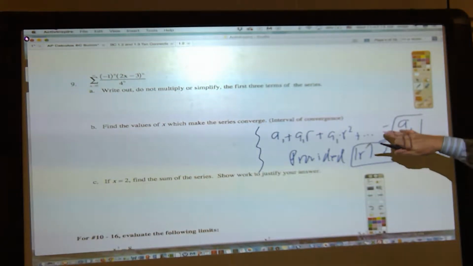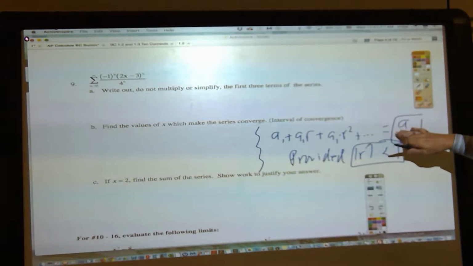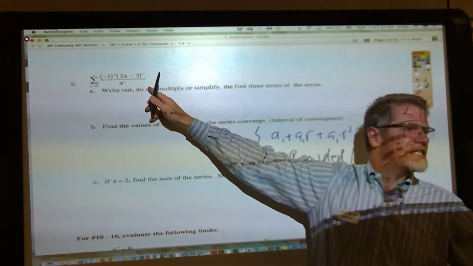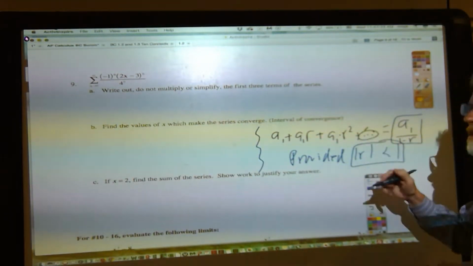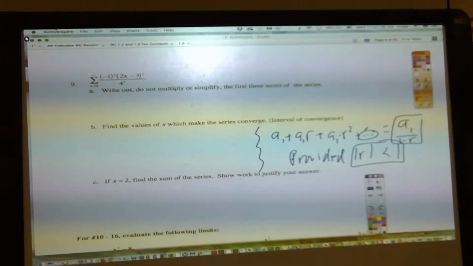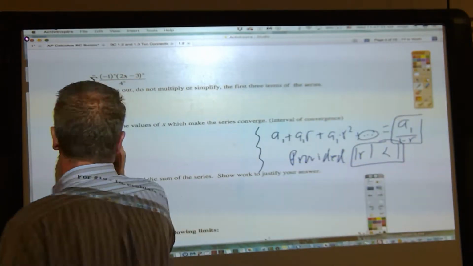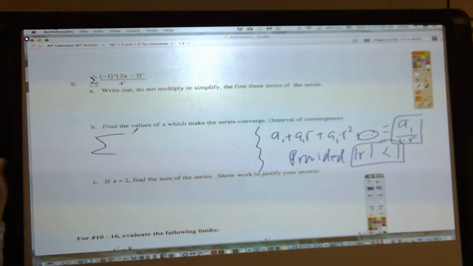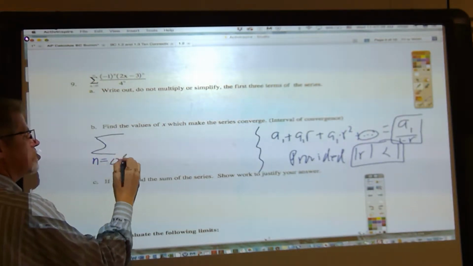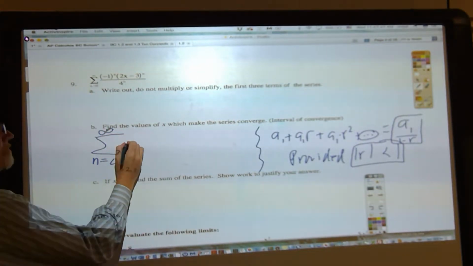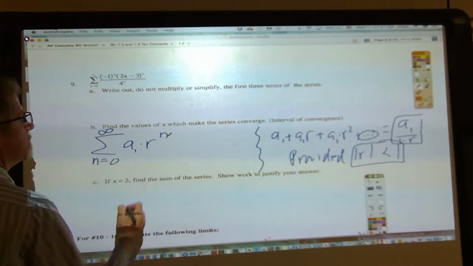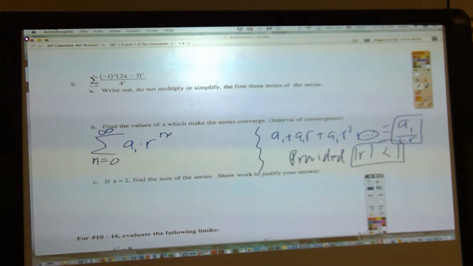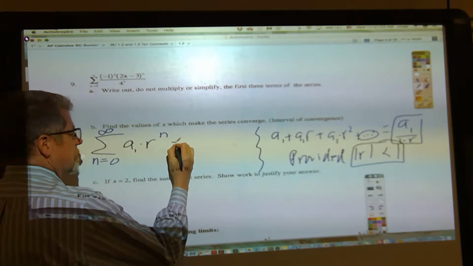Well, notice that this infinite series is in ellipsis form, but this problem is given in sigma form. So the question is, how do you convert a series from ellipsis form? And that ellipsis form is just referring to that dot, dot, dot. That's the ellipsis. How do you convert it to sigma form? Well, the sigma form for a geometric series is the summation from n equals 0 to infinity of the first term a1 times r to the n.